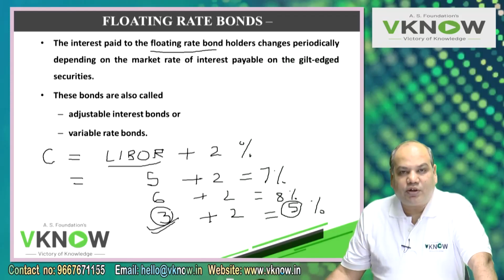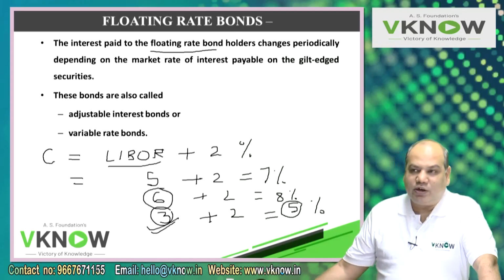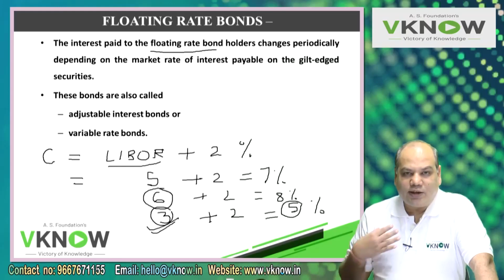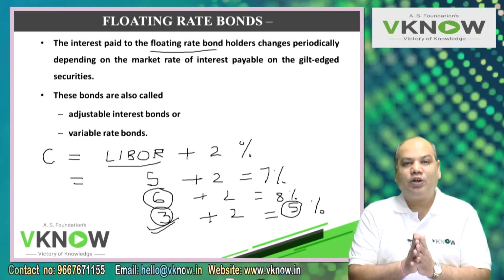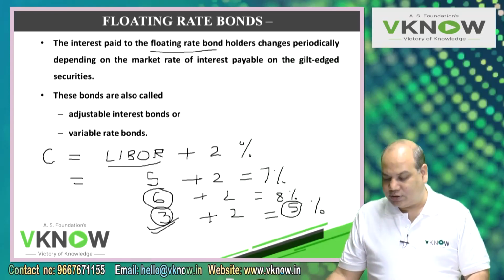Why will an investor invest in a floating rate bond? The investor is expecting that in future the market rate of interest is going to rise. He is expecting a rise because he thinks that in future RBI may increase the rate, demand for money will go up, and therefore I expect interest rate will go up. So if he invests in a floating rate bond, he will enjoy the benefit of rising interest rates.